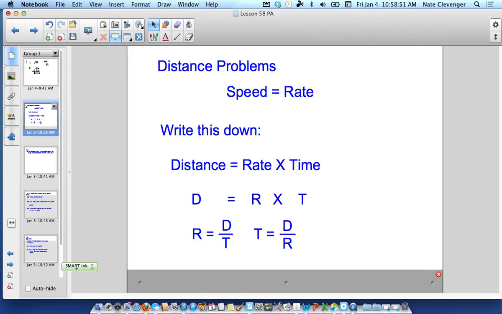From that, we can get two other equations. It's basic algebra and solving these to get it, but I'm not gonna go into that. But I do want you to write down that you can find rate by taking the distance divided by time, and you can find time by taking the distance divided by rate. So they're interchangeable, similarly to Pythagorean theorem when we were finding A and B. They're interchangeable in how you find them. But C is the bigger side, so you gotta have that. Like, C's gonna be like the D.